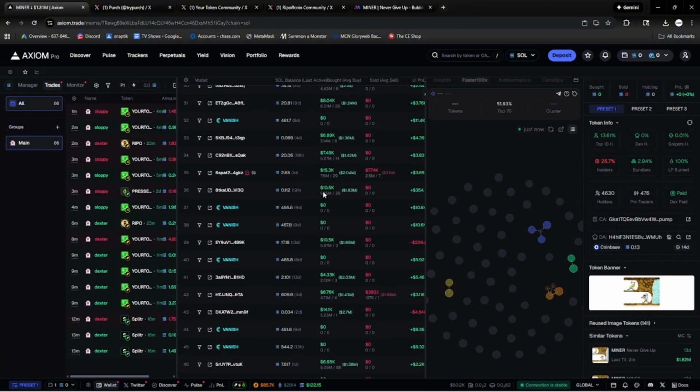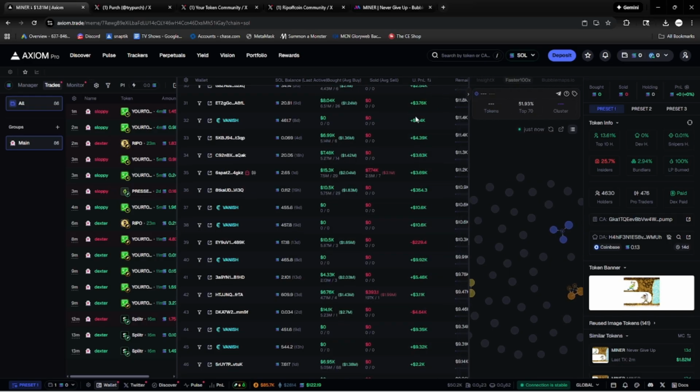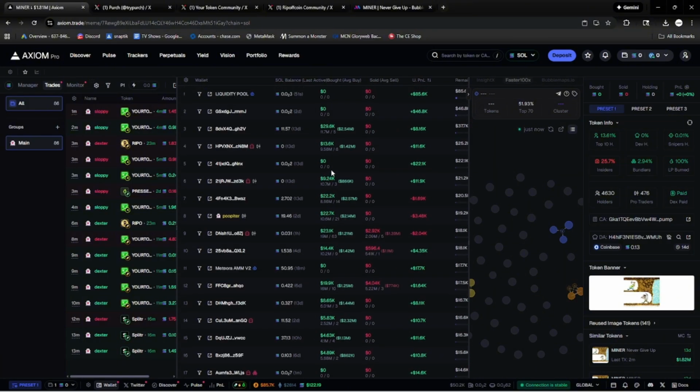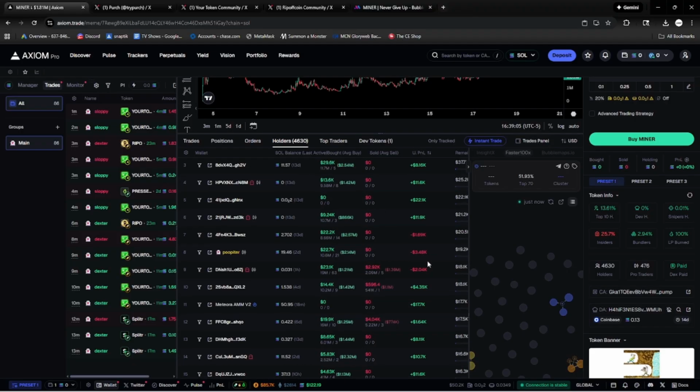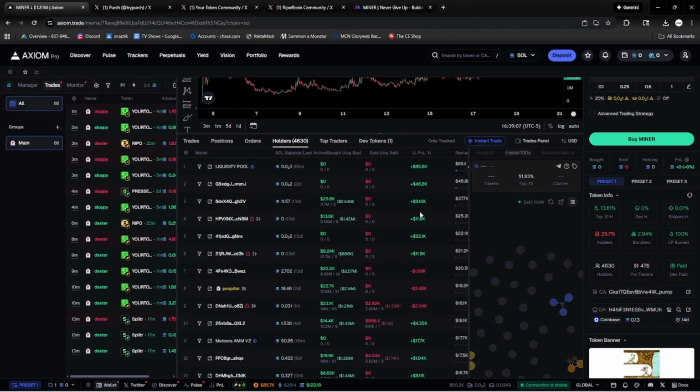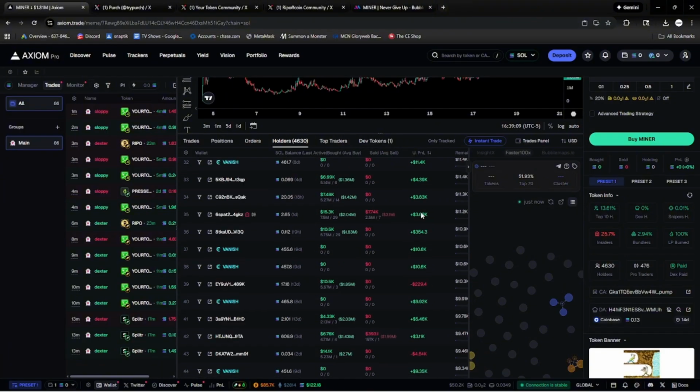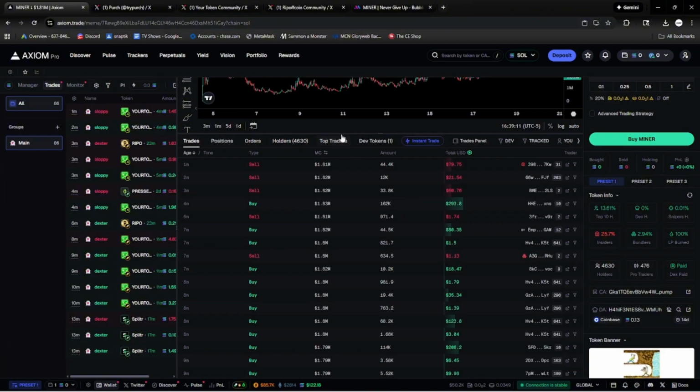Each have 500 SOL on them, and they're both up. This guy's up 11K. This guy's up. So they're both up. All three of them are up 10K. Probably the same person. So just some sketchy things going on, guys, where people are making astronomical amounts of money on this coin, and that's why it didn't break out.